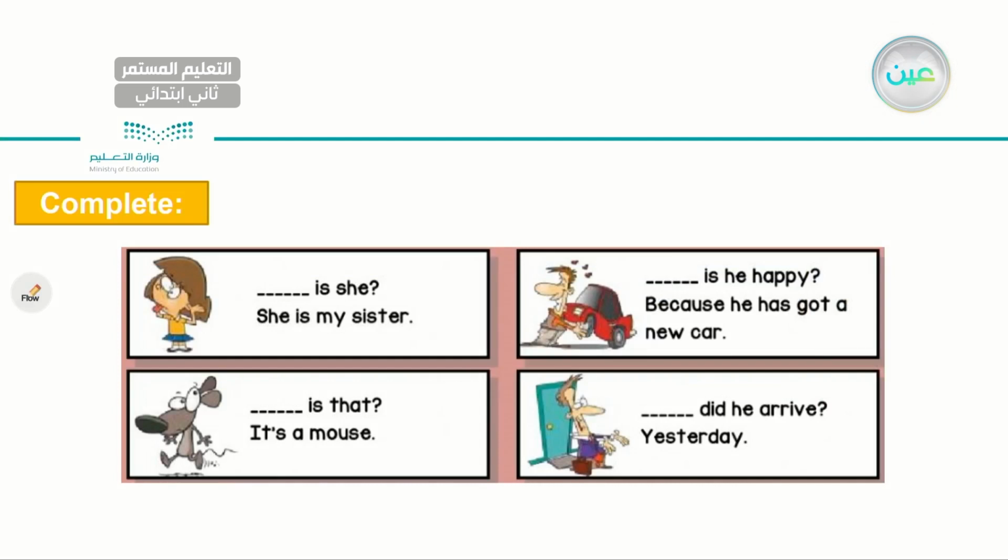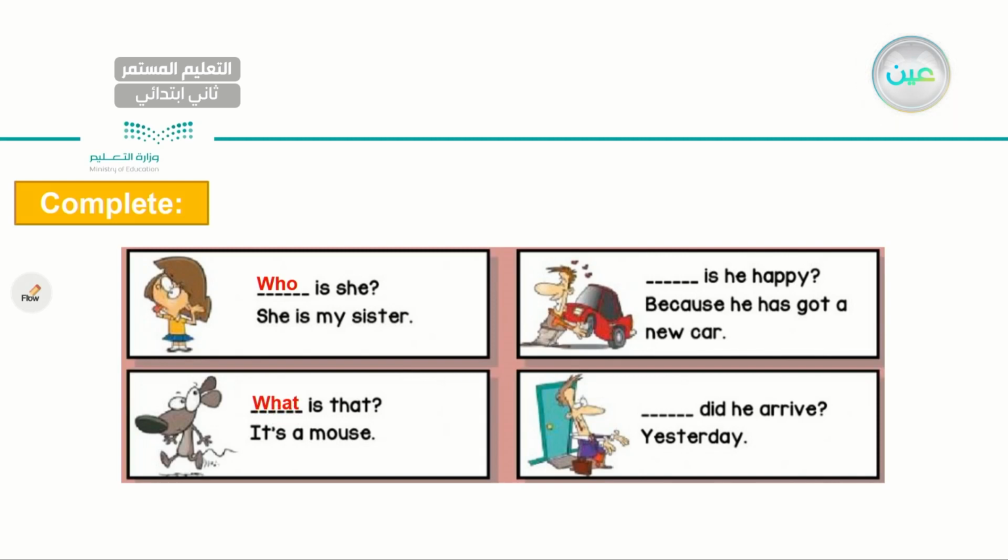Now, let's go ahead and complete these exercises together. Let's start with the first one. She is my sister. So I'm asking about a person by using who. Very good. Who is she? She is my sister. Next one. It's a mouse. A thing. What is that? It's a mouse. Very good.